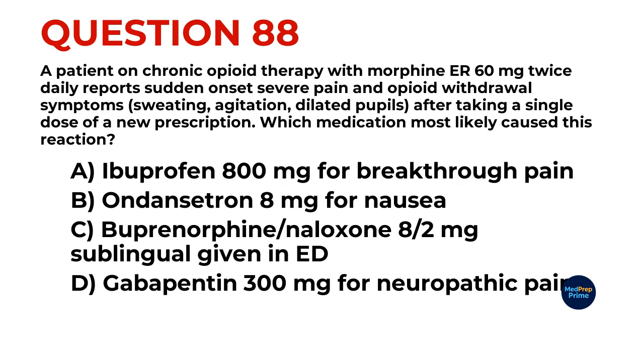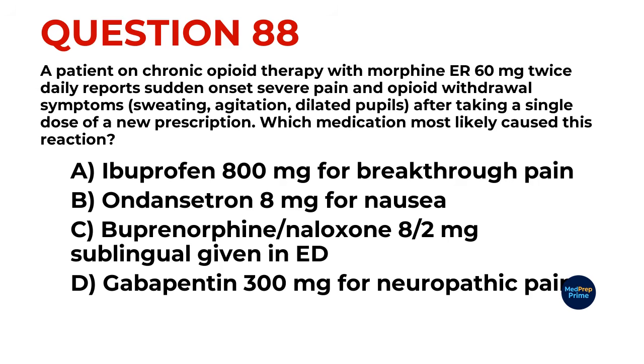A patient on chronic opioid therapy with morphine ER 60 mg twice daily reports sudden onset severe pain and opioid withdrawal symptoms, sweating, agitation, dilated pupils, after taking a single dose of a new prescription. Which medication most likely caused this reaction?